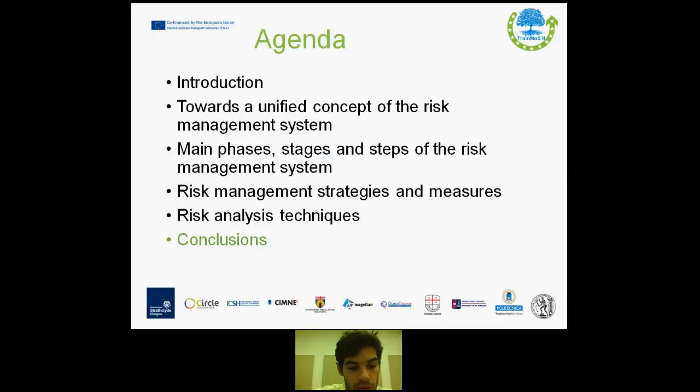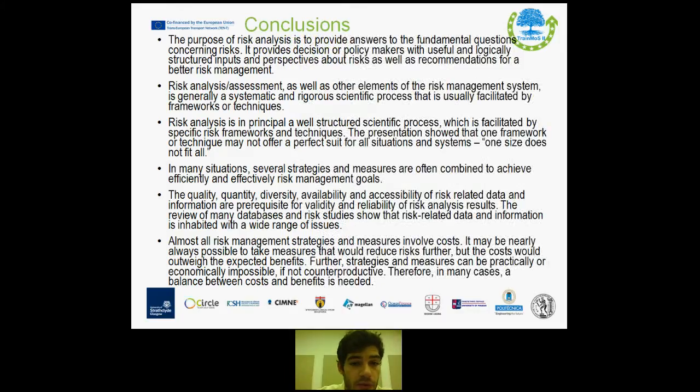This brings us to the conclusions, where we can make concluding remarks with respect to the risk management system. The purpose of risk analysis is to provide answers to the fundamental questions concerning risks. It provides decision makers or policymakers with useful and logically structured inputs and perspectives about risks, as well as recommendations for better risk management. Risk analysis and assessment, as well as other elements of the risk management system, is generally a systematic and rigorous scientific process that is usually facilitated by frameworks or techniques. Risk analysis is in principle a well-structured scientific process which is facilitated by specific risk frameworks and techniques.